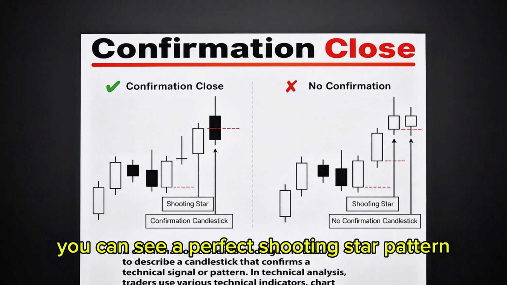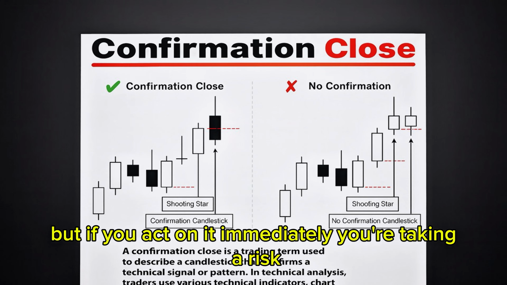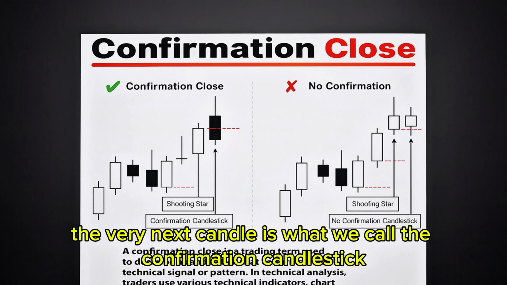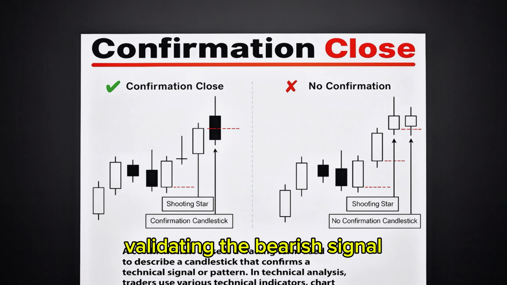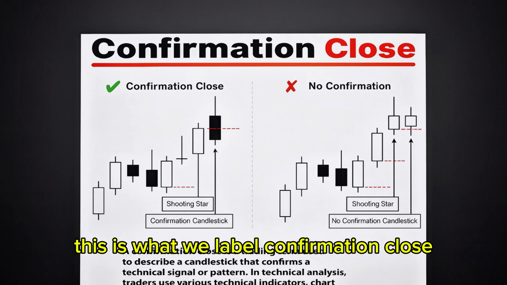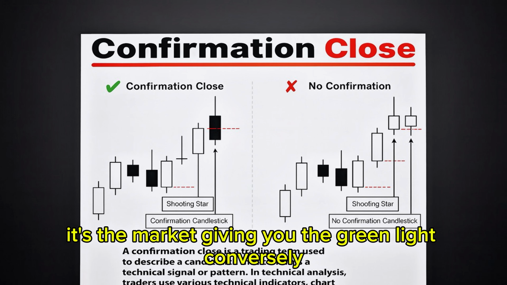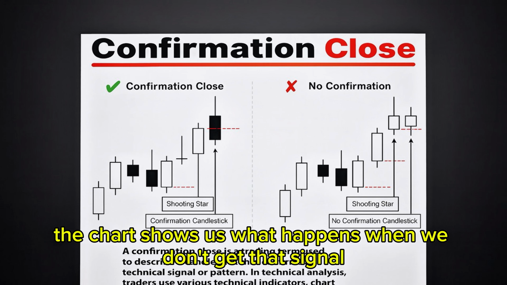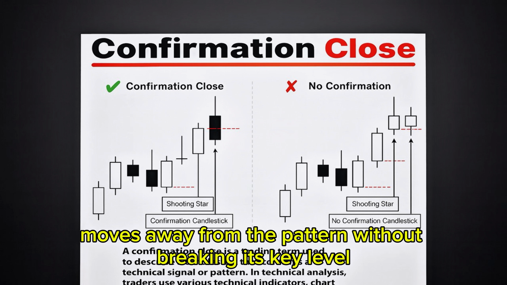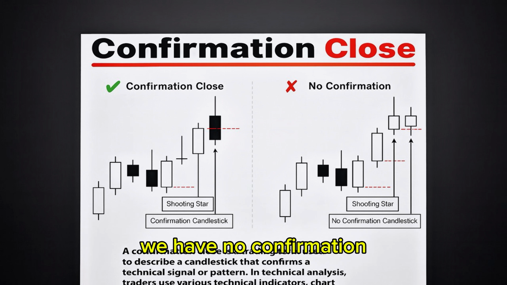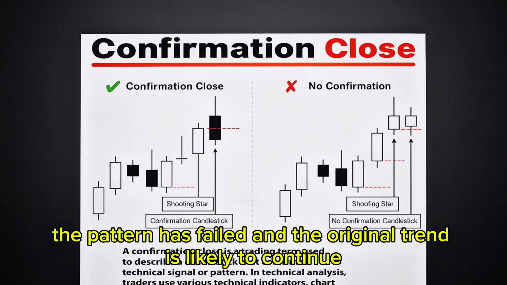You can see a perfect shooting star pattern, but if you act on it immediately, you're taking a risk. The very next candle is what we call the confirmation candlestick. It's the candle that closes beyond the low of the pattern, validating the bearish signal. This is what we label confirmation close. It's the market giving you the green light. Conversely, the chart shows us what happens when we don't get that signal. If the price moves away from the pattern without breaking its key level, we have no confirmation. The pattern has failed and the original trend is likely to continue.